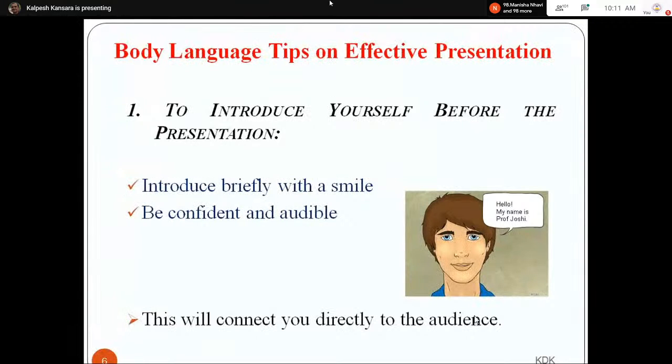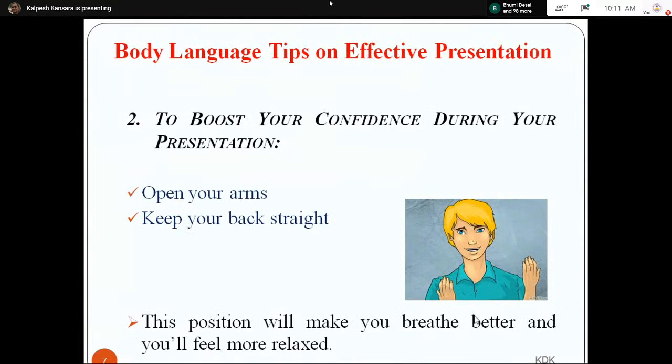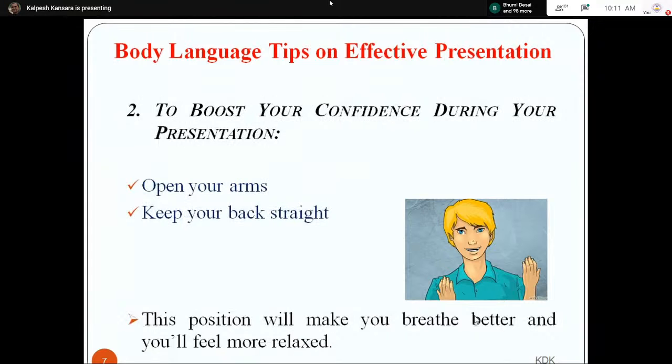The next thing is this: to boost your confidence during your presentation, you need to open your arms and keep your back straight. So while talking, while presenting, if you open your arms and if you keep your back straight, you'll be able to present with more confidence. And this position will make you breathe better and you'll feel more relaxed. So whenever you're making a presentation, this should be a position. Your arms should be open. That will boost up your confidence.